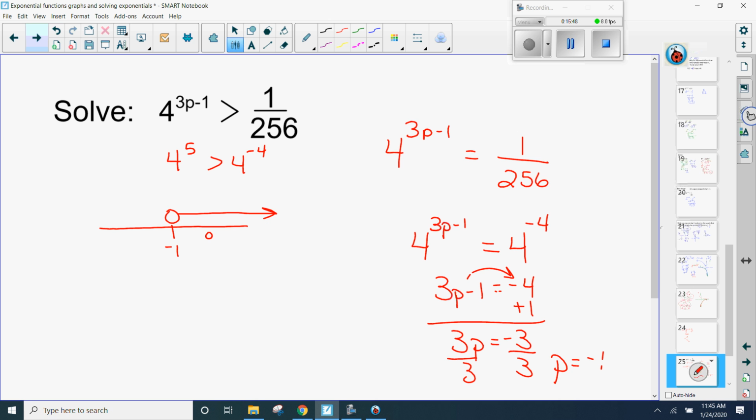If I picked a value less than -1, such as Eric's -2, then if I put -2 in for P, you get -6 minus 1, which is -7. Is that greater than 4 to the -4th? No, because you're talking about a fraction, and the larger the denominator of the fraction, the smaller the number. 1/8 is smaller than a half. You'd rather have half of the pizza instead of an eighth of the pizza.